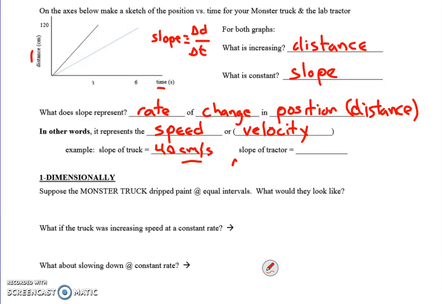So the change in position is 120. The change in time is 6 seconds. So that's, see if I can do the math, 20 centimeters per second. So we can see that the tractor is moving half the speed as the truck, okay, even though they covered the same distance. That's a very, very important concept. We'll be hitting upon that a lot.